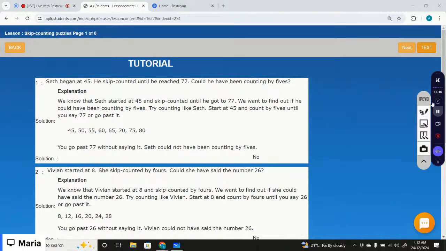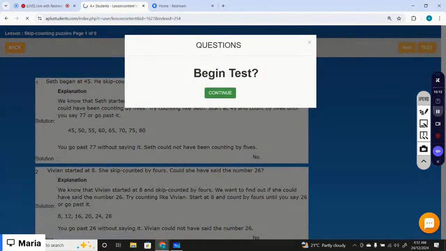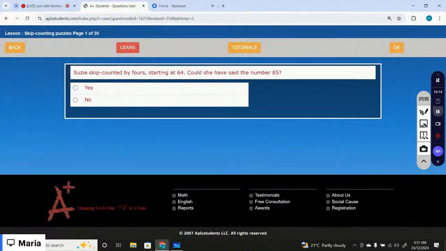Let's just start with the test questions. Susie skip counted by fours, starting at 64. Could she have said the number 85? Yes or no?